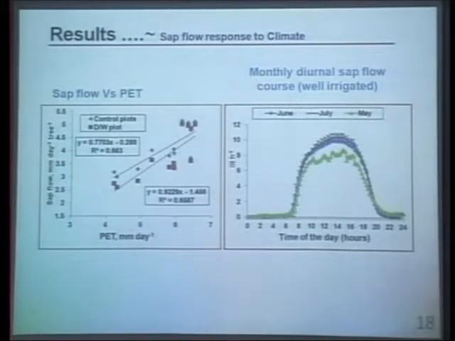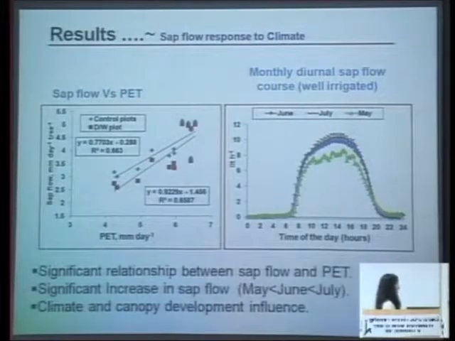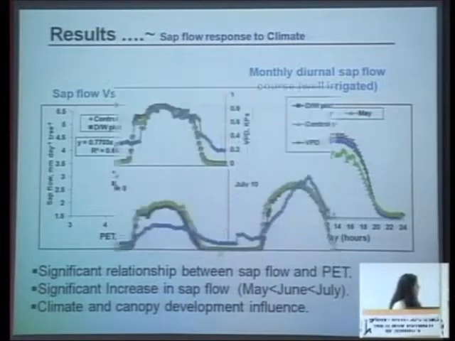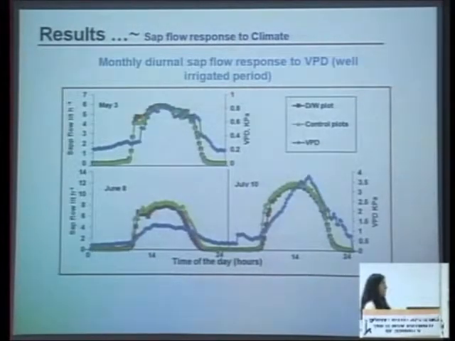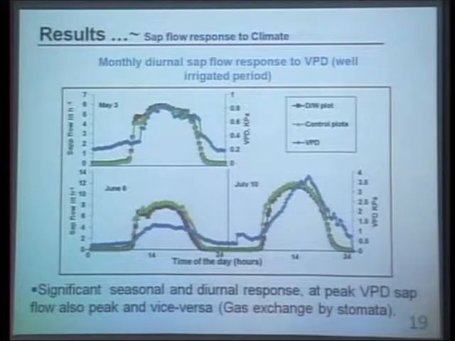And for the sap flow response to climate, we found a significant sap flow response in mm per day per tree against potential evapotranspiration in mm per day. There is a significant relationship between sap flow and potential evapotranspiration. Similarly, the monthly diurnal sap flow course in the well irrigated period also showed a significant increase with month, and the monthly diurnal sap flow responds to vapor pressure deficit. We found that the vapor pressure deficit maximum in May is 0.8, in June 1.5, and in July 3.5.